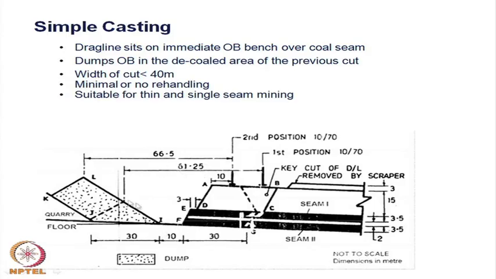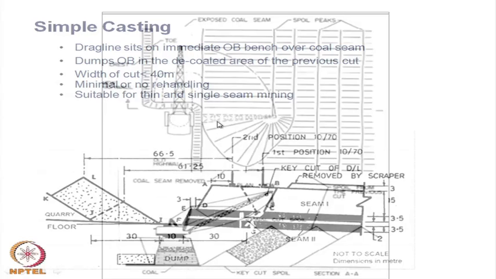This material has not come up to here, that is why no rehandling is necessary. But in some cases, when the thickness of overburden is more, this material may come up to here, then we will have to do some rehandling job. So, does it give a clear picture of what is a simple casting by rehandling and without rehandling?